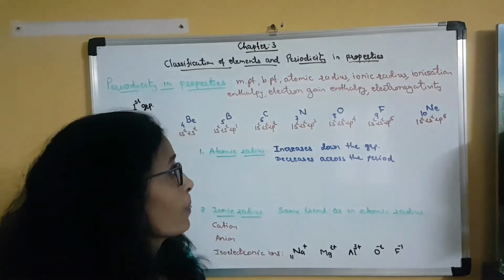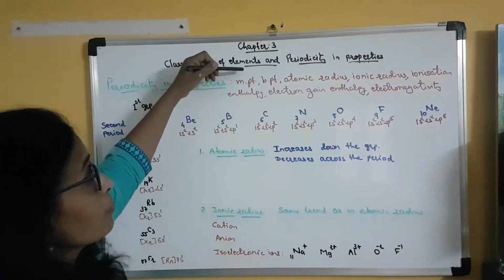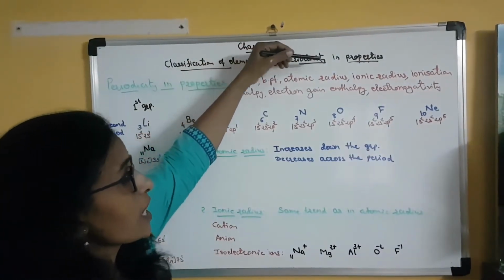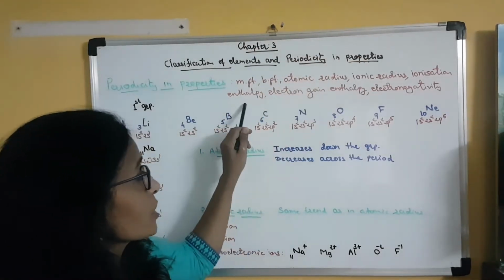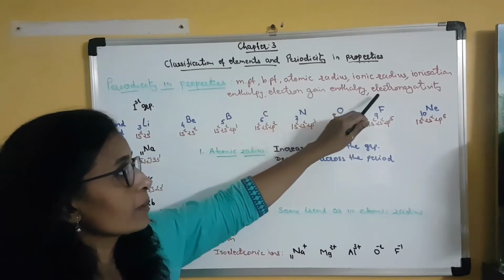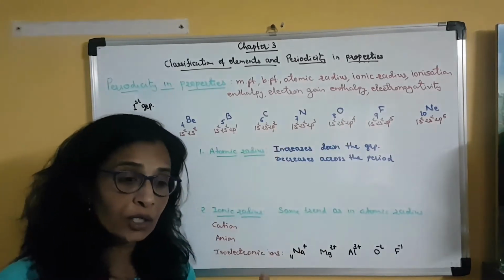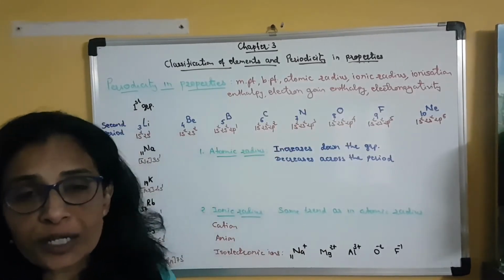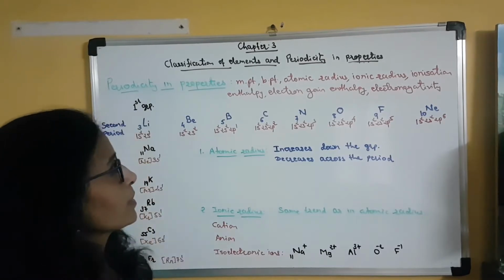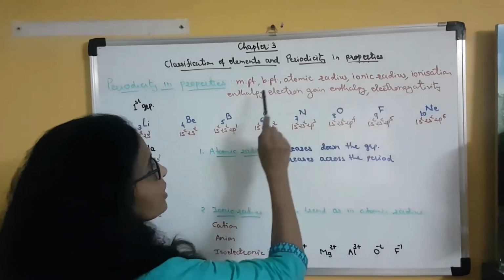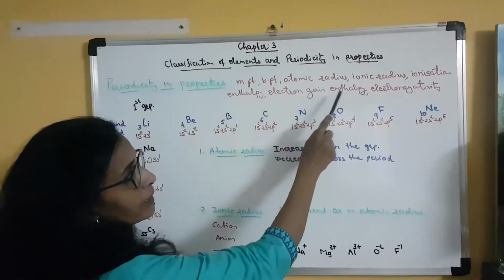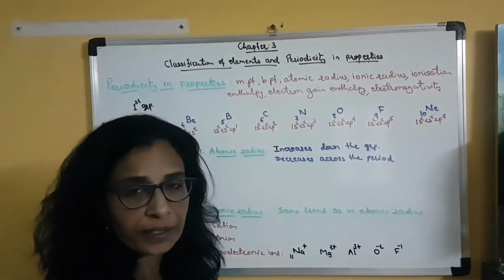Clear? Properties like melting point, boiling point, atomic size, ionic size or ionic radius, ionization enthalpy, electron gain enthalpy, and electronegativity all show periodicity. But in this chapter we will focus on atomic radius, ionic radius, ionization enthalpy, electron gain enthalpy and electronegativity.